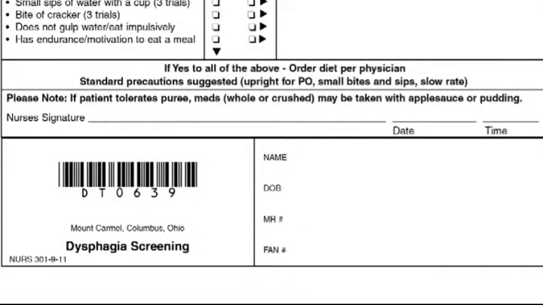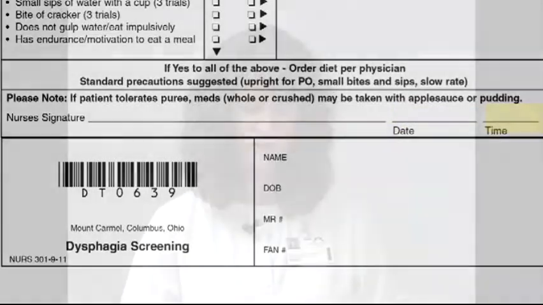And this is where there's just the place where you would sign, date, and write the time of the completion of this screening. If the patient has passed the screening, be sure to order a diet for that patient according to the physician's orders. If the patient fails the screening overall, but passes the administration of the pudding and the applesauce, you may want to discuss with the physician, are there any critical medications that need to be provided to this patient before a complete swallowing evaluation can be done?